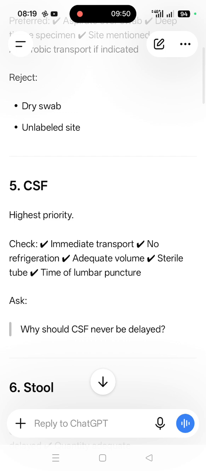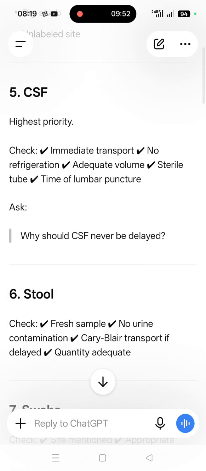Then coming to the CSF, which is the highest priority sample because it is related to brain infection. Immediate transport is important here, no refrigeration, because it has fastidious organisms and they don't like lower temperature. Then adequate volume should be there, so proper culture and every other thing can be done. A sterile tube and the time of lumbar puncture should be maintained.